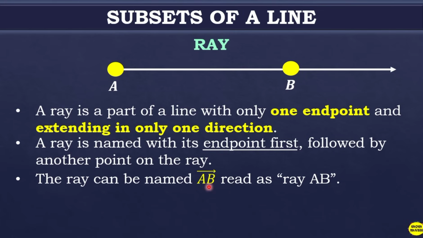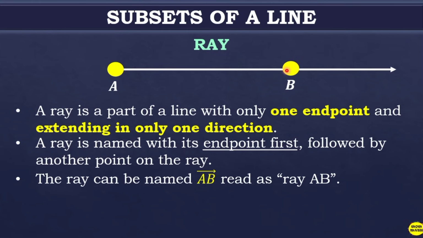Pwede bang tawagin ito na ray BA? So, halimbawa, ito yung figure mo. Pwede ba nating tawagin ito na ray BA? No. Bakit? Kasi yung B mo, hindi siya yung endpoint. Ito yung nasa side ng may arrow mo eh. So, ibig sabihin, ito yung infinite direction. So, hindi siya pwedeng BA at hinuli mo yung endpoint. Okay? Sabi nga po, lagi po dapat endpoint first. So, kapag pinangalanan mo siya as ray BA, that is wrong. Okay? So, dapat endpoint first bago po yung infinite direction.